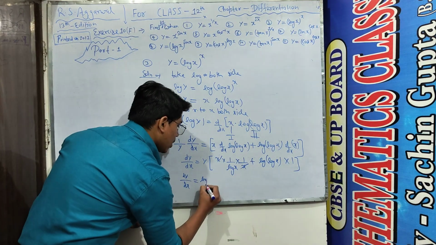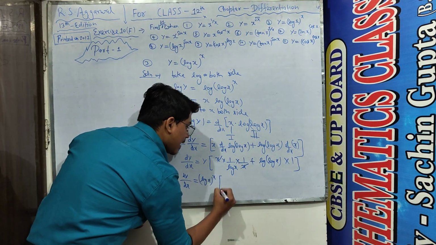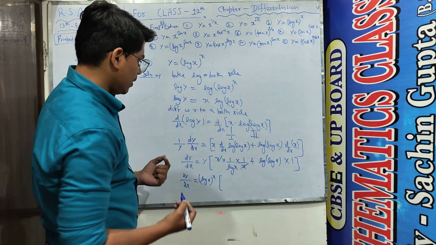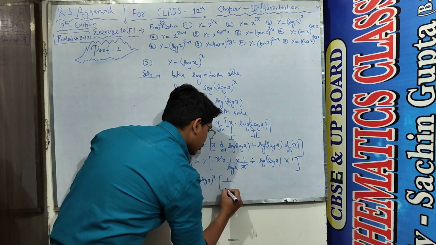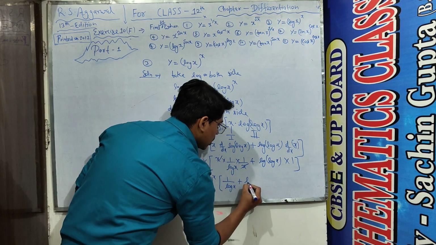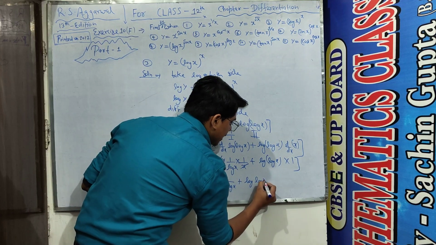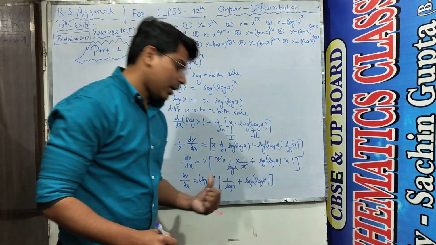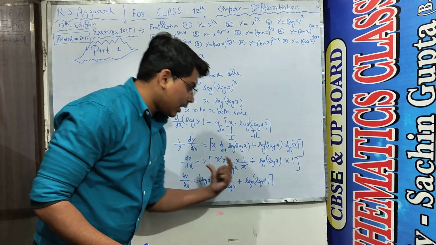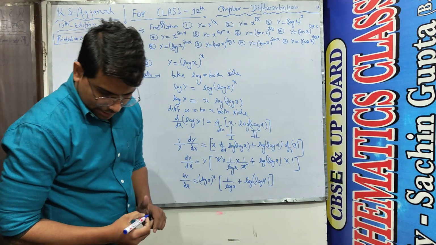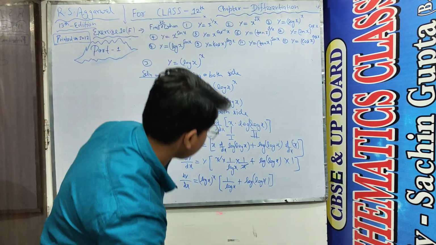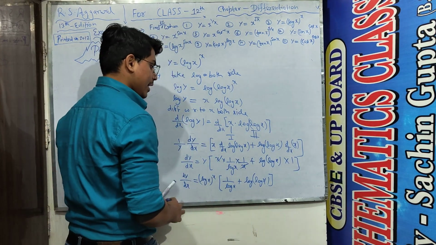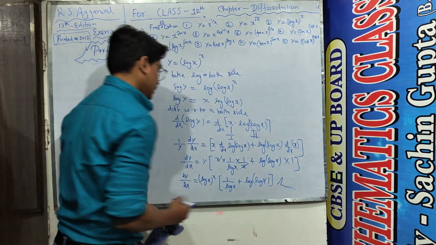So I write here (log x) whole power x, and this becomes 1/log x plus log of log x. This is your answer. And if you want to take an LCM of both these fractions, then your answer changes. But in your book, this is given as the answer. So I write it as the answer.